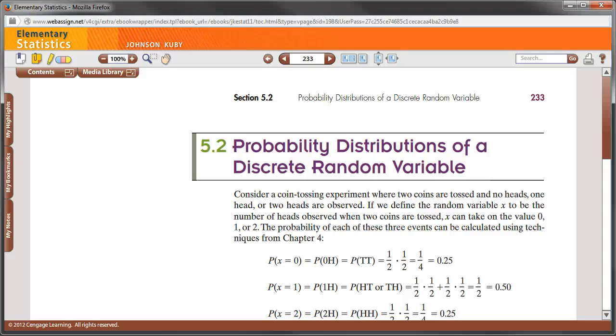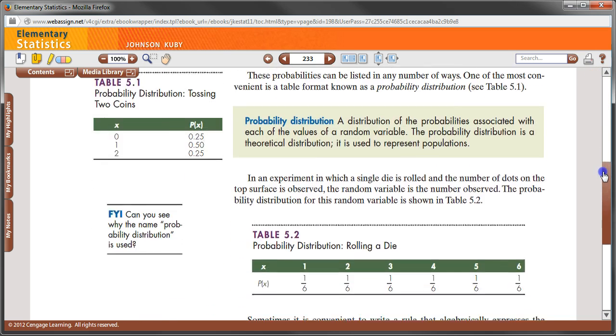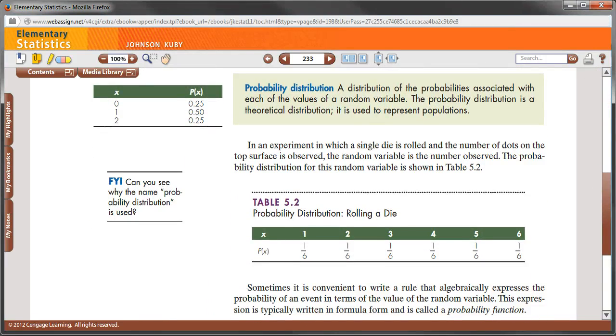Welcome back, students. In the previous video, we went through 5.1 random variables along with some review of chapter 4. Now let us begin 5.2 probability distributions. Here's a hard question. What is a so-called probability distribution? Well, here's an answer by our textbook authors, or an attempted answer here in this box, page 233. Probability distribution, a distribution of the probabilities associated with each of the values of a random variable, and so on.